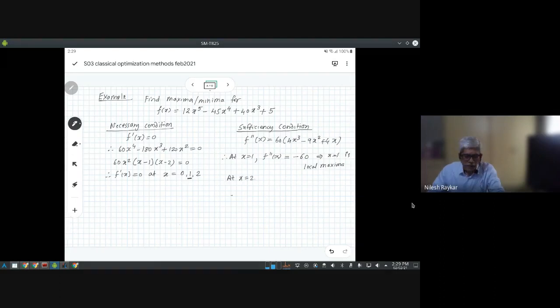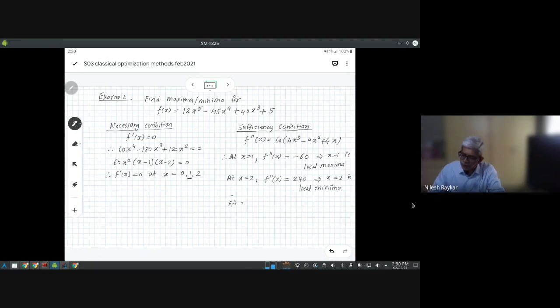So at x equal to 2, if we calculate f double dash x, it will come out to be 240. So it indicates what? Obviously, if negative is maxima, then positive is minima. So this is a minima. In general, the points we obtain here will be local maxima or minima. But in this particular case, unless we evaluate the third point, we will not know which is global.